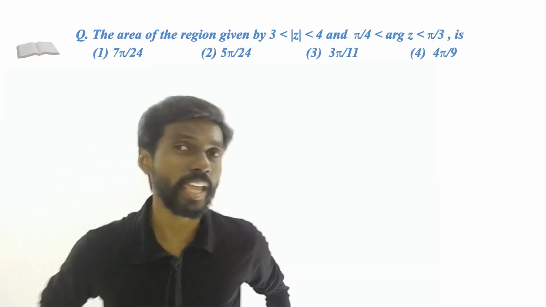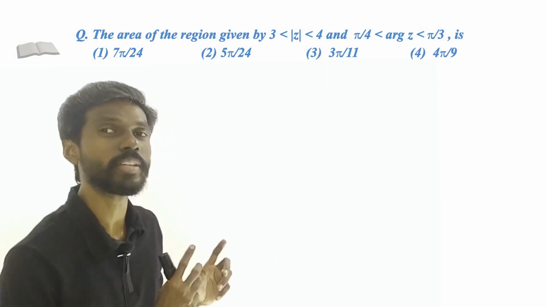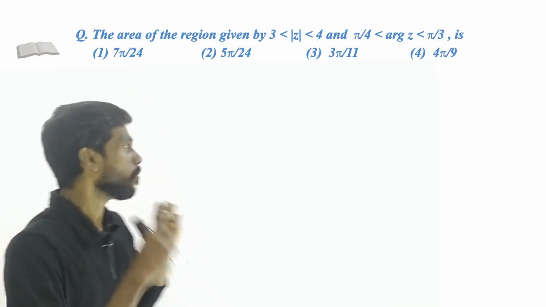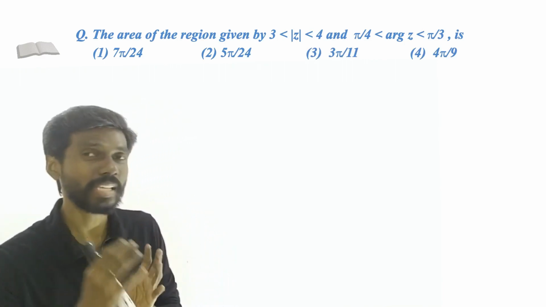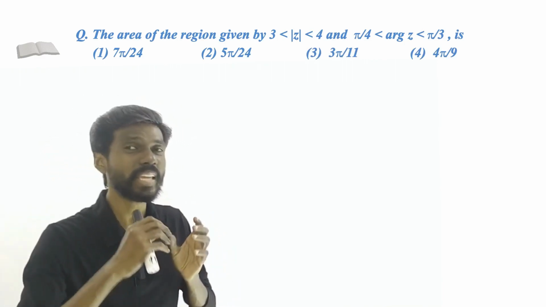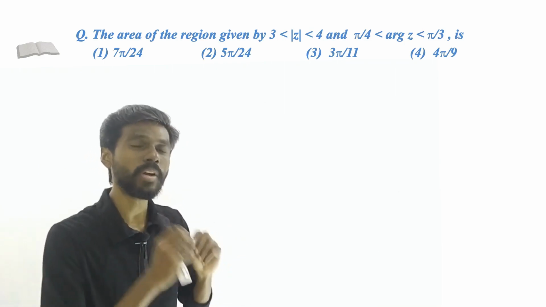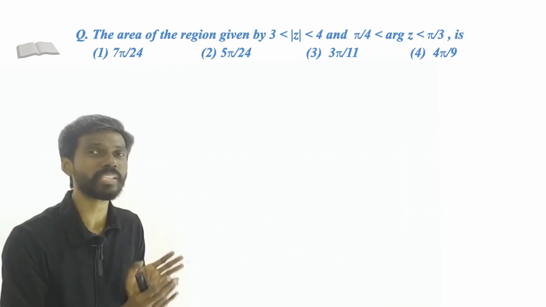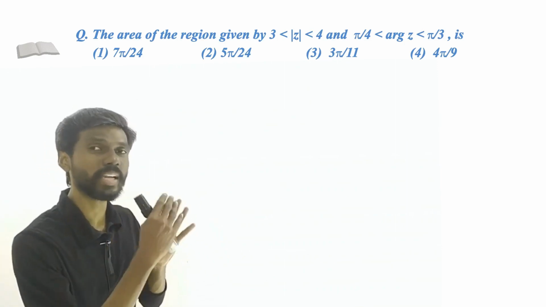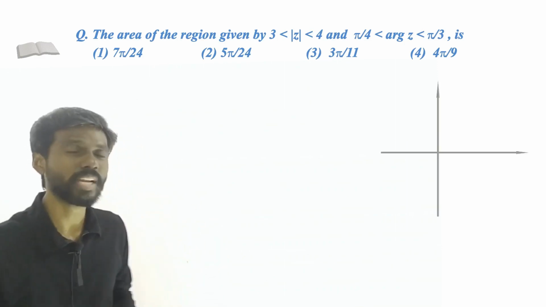Here we have to find the area of the region given by these inequalities, right? So inequalities, see, modulus of z lies between 3 and 4. That means modulus of z is less than 4. Modulus of z is equal to 4, so that is a circle. Modulus of z equal to 3, that is also a circle, but it lies between this, which means outside one of the circles and inside the other circle, right? Yes.